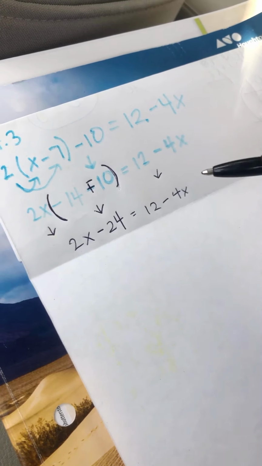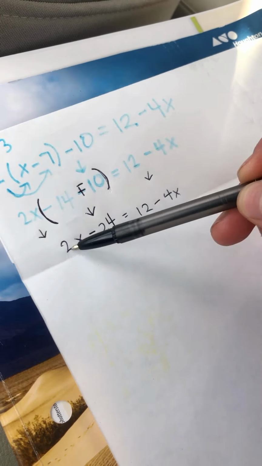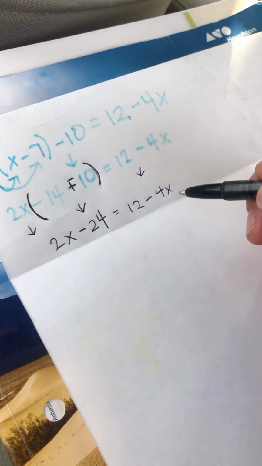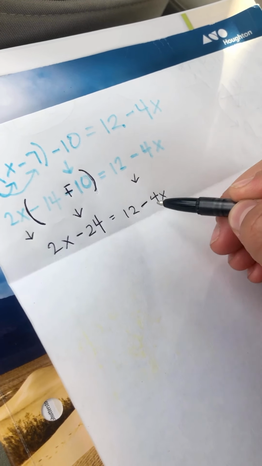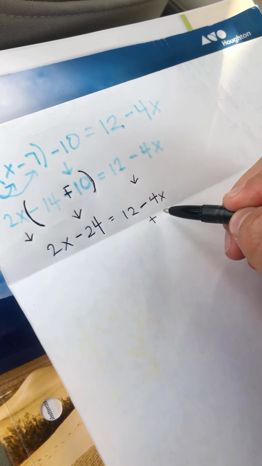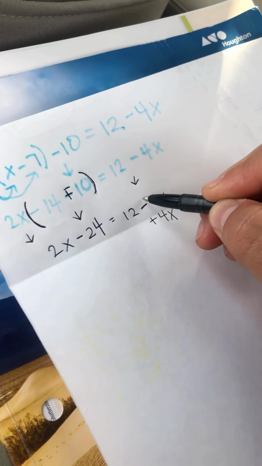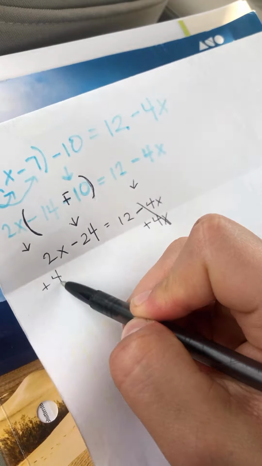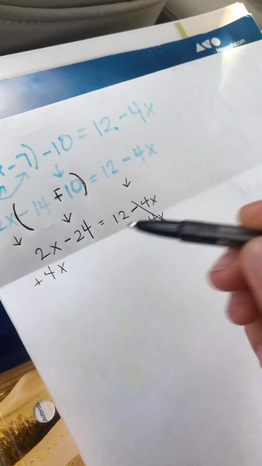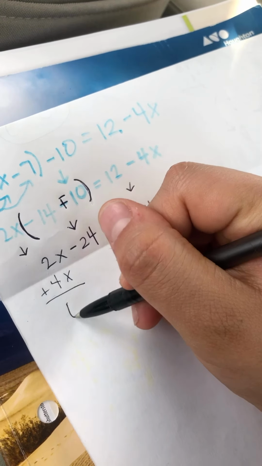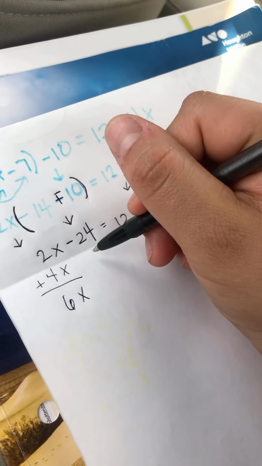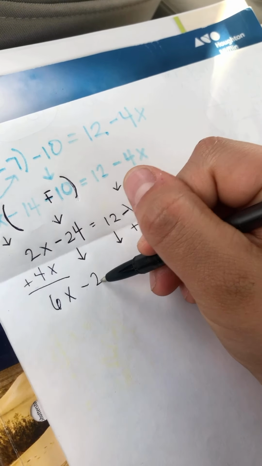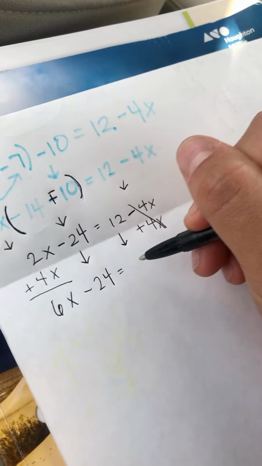So here, now we have x's on both sides of the equation, and I want it to be on only one side. So this one's a negative. I'm going to use it and make it a positive 4x so they can cancel out. And over here we will add the same exact thing, and it gives us 6x. Now we're just going to drop down everything else. Negative 24 equals 12.